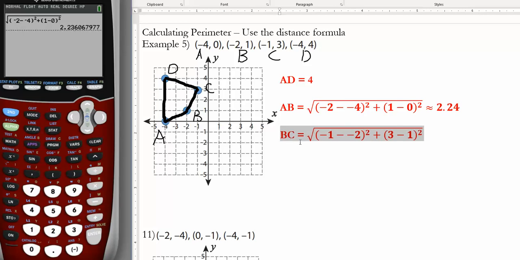So when we do BC, same deal. C is your second point, B is your first. So the first numbers for each parenthesis are coming from C. The second number from each one is coming from B. And that one's the same value. Don't get freaked out by that because it can happen.